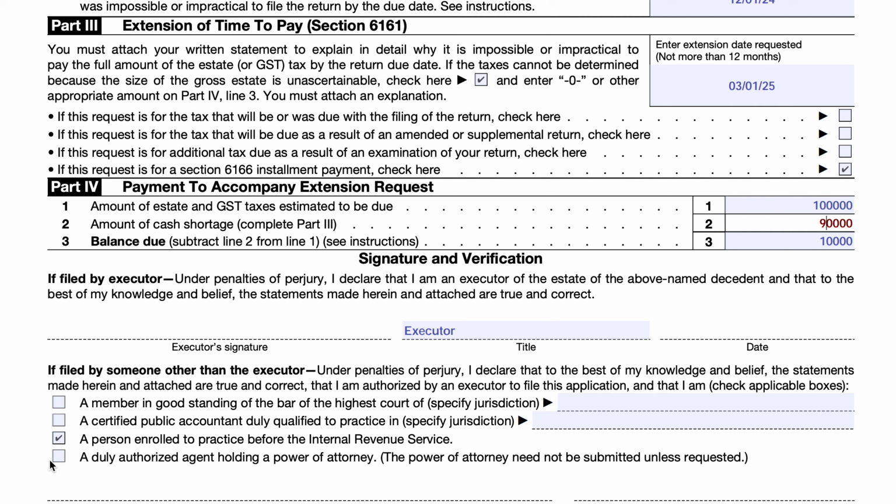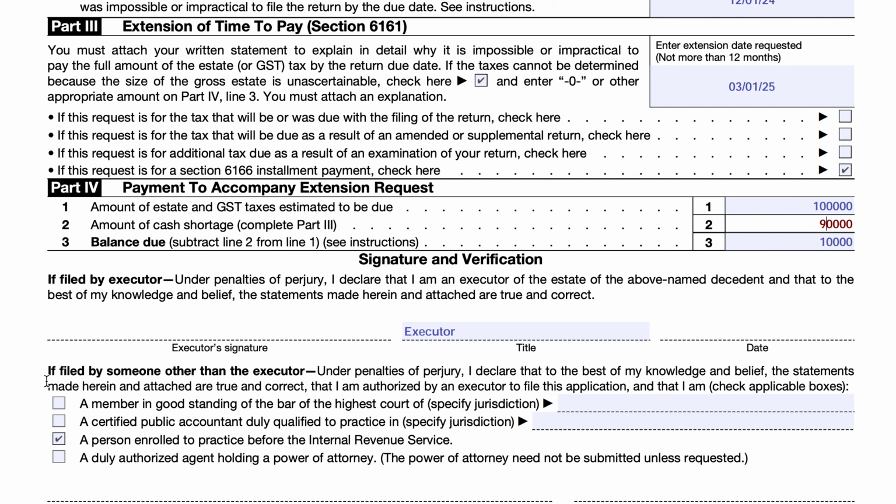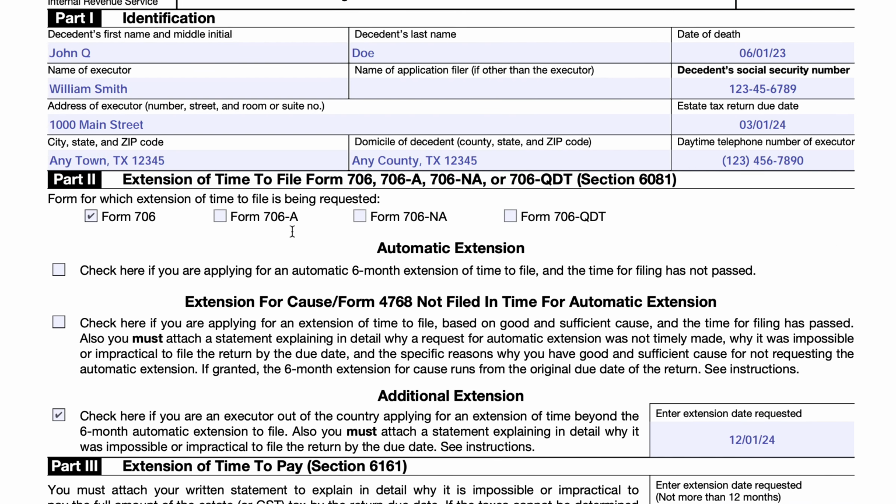So people other than estate executors and persons recognized to practice: a qualified heir who plans to file Form 706-A can file the extension request for that appropriate form, or a trustee or designated filer for IRS Form 706-QDT can file the extension request for that tax form.